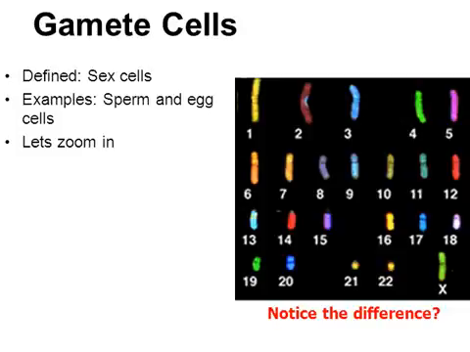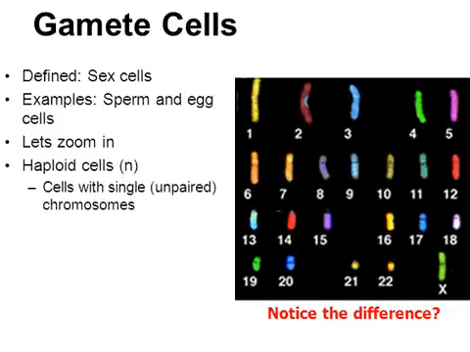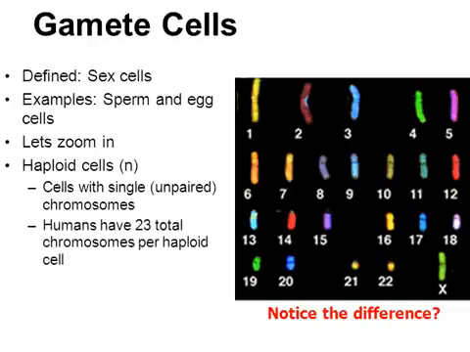Now we're coming to what haploid cells are. Haploid cells are cells such as the sperm and egg. Haploid cells are gametes. Haploid cells are cells with a single set of chromosomes. There's only one chromosome number 1. There's only one chromosome 15. There's only one chromosome 17. So I hope you see the difference. The chromosomes are not paired as they were in the previous example.